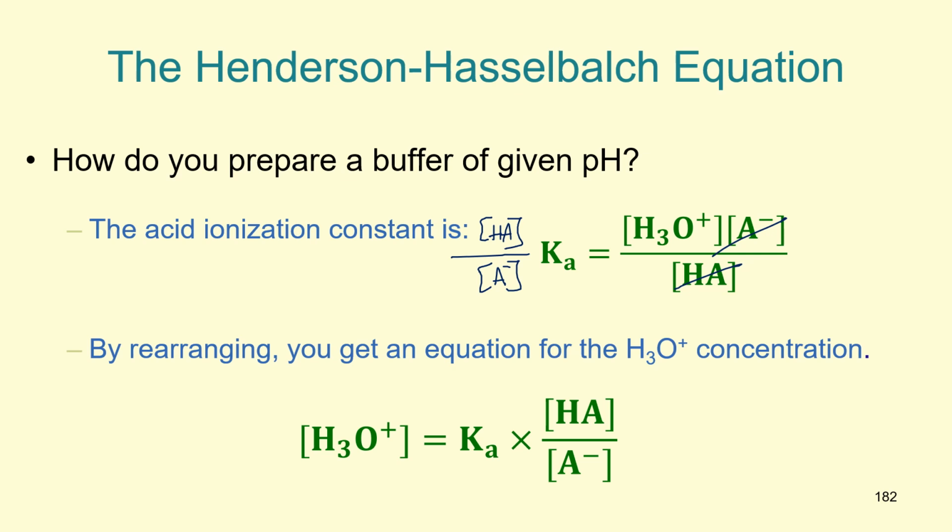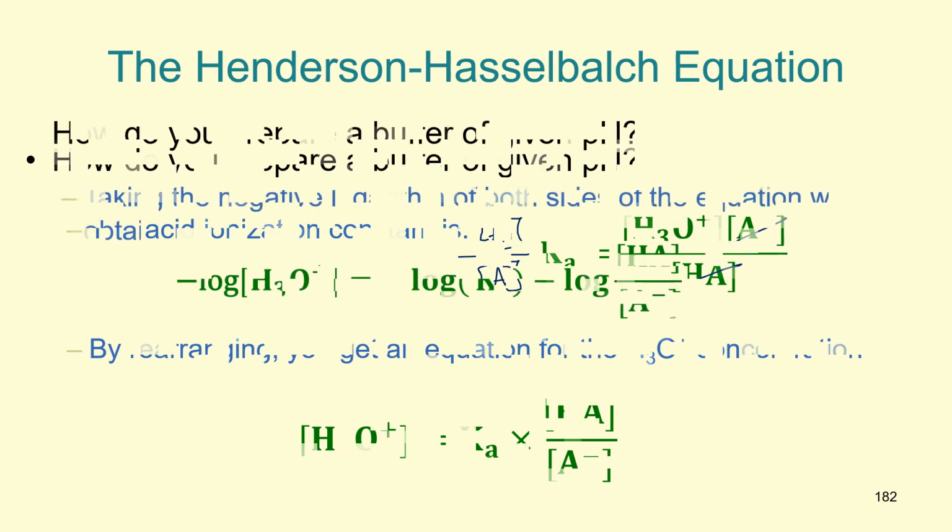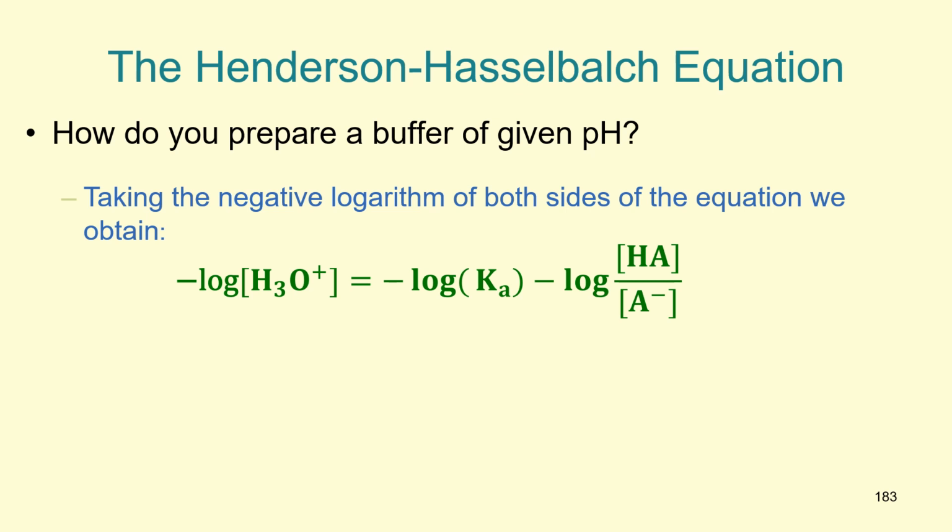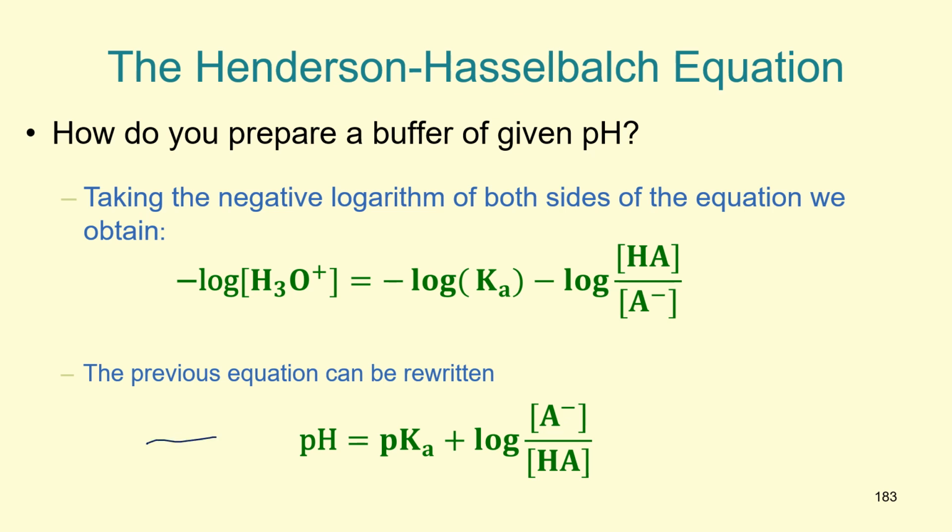Now, if you take the negative log of everything, the negative log of H plus we know is pH. The negative log of Ka is something called the pKa. And then here we have the negative log of HA over A minus. But if you make this positive and invert that, we get our final equation, which is called the Henderson-Hasselbalch equation: pH equals pKa plus log of the ratio of A minus to HA. So the main thing is you want a pH that's close to the pKa.